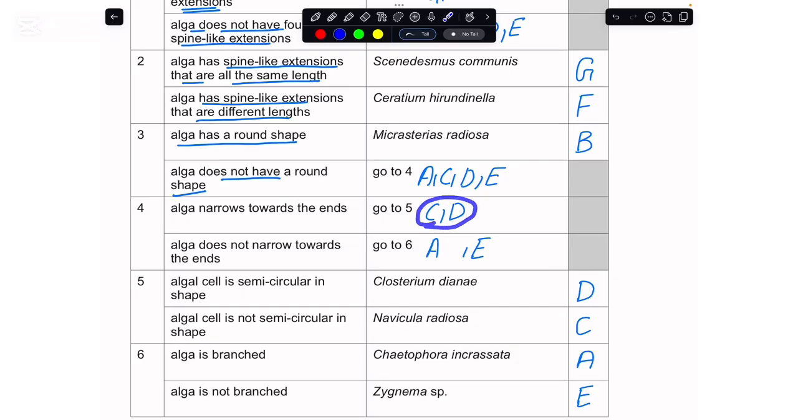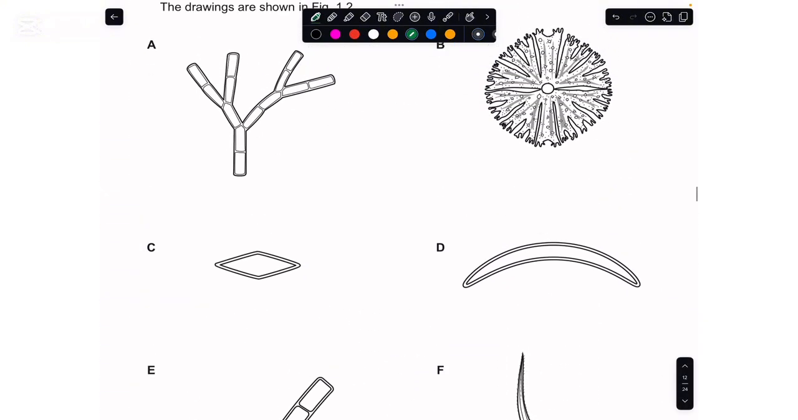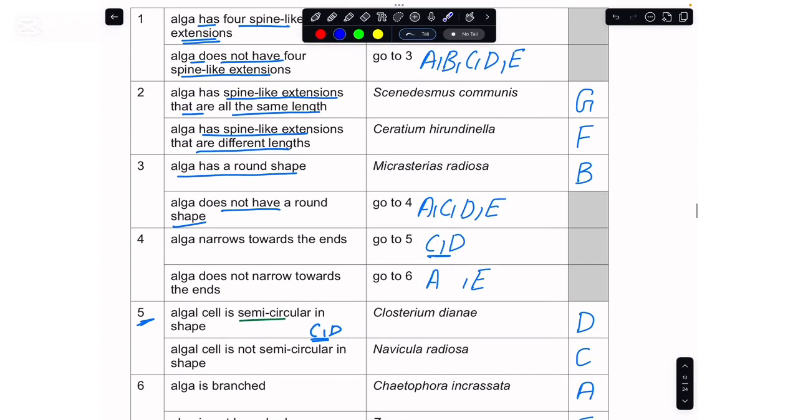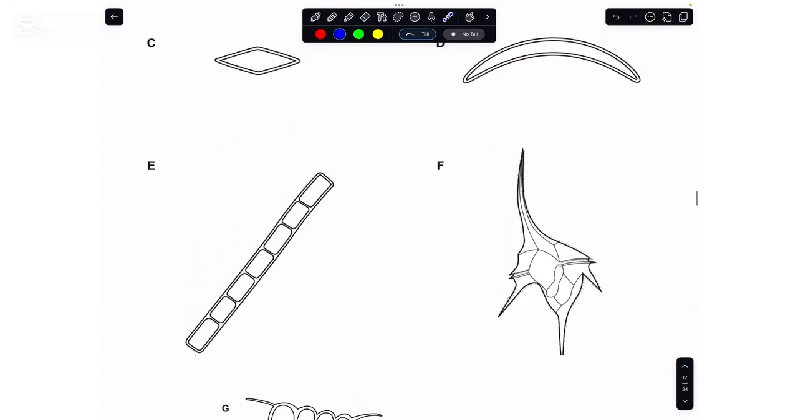For these letters, now we have to go to point 5. For point 5, I should mention the letters here, this is C and D. So I'm writing C and D, and I have to make the choices. They say that the algae is semicircular. The semicircular algae that we have here is D with us. So that is why in front of this semicircular, I am writing the letter D.